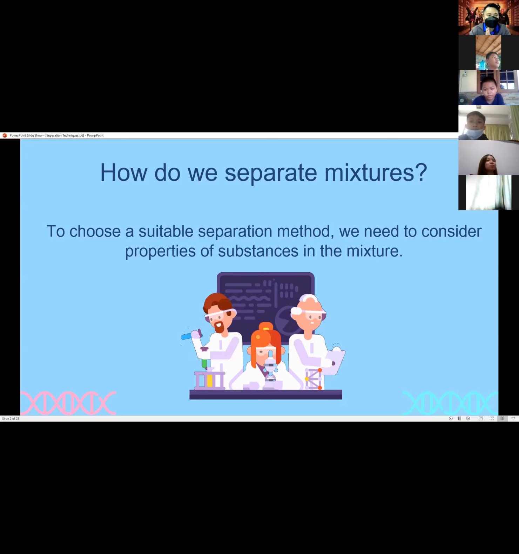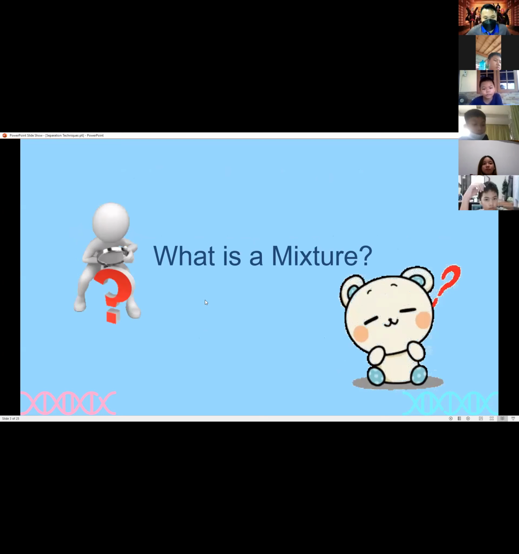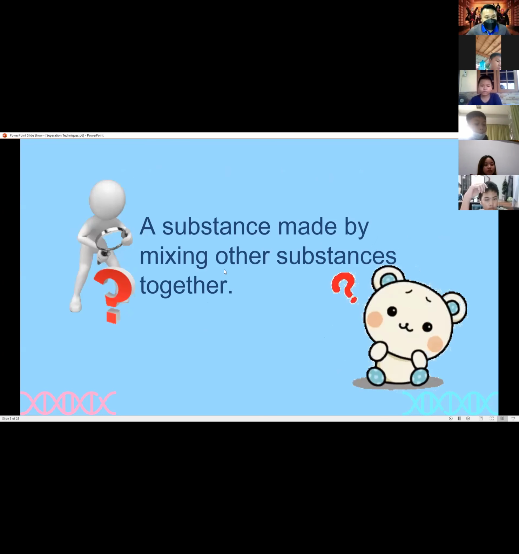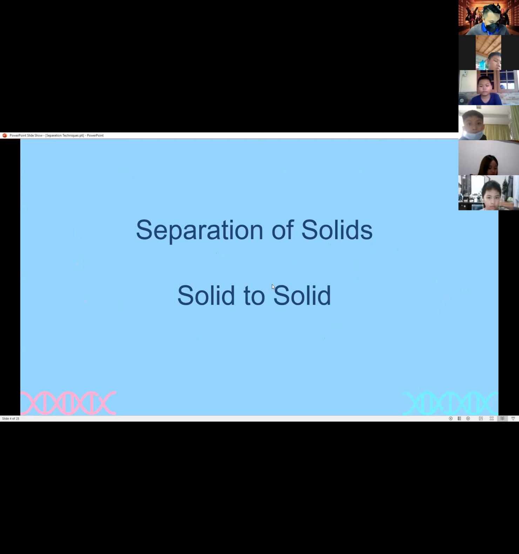Okay. Another example, like the stone and water. How will you separate the stone and water? Separate, okay? To divide them. So, what is a mixture first? A substance made by mixing other substances together. It can be physically mixed or chemically mixed. So, like this, separation of solid to solid. Two solid materials.